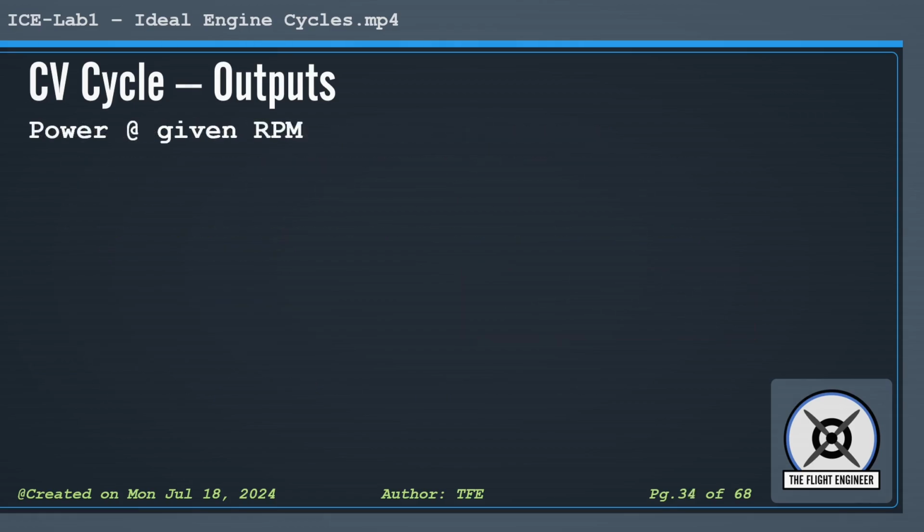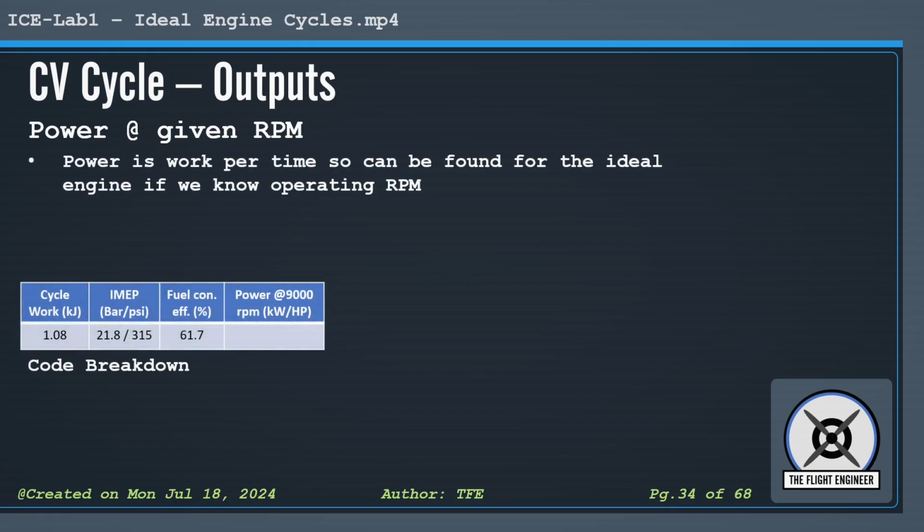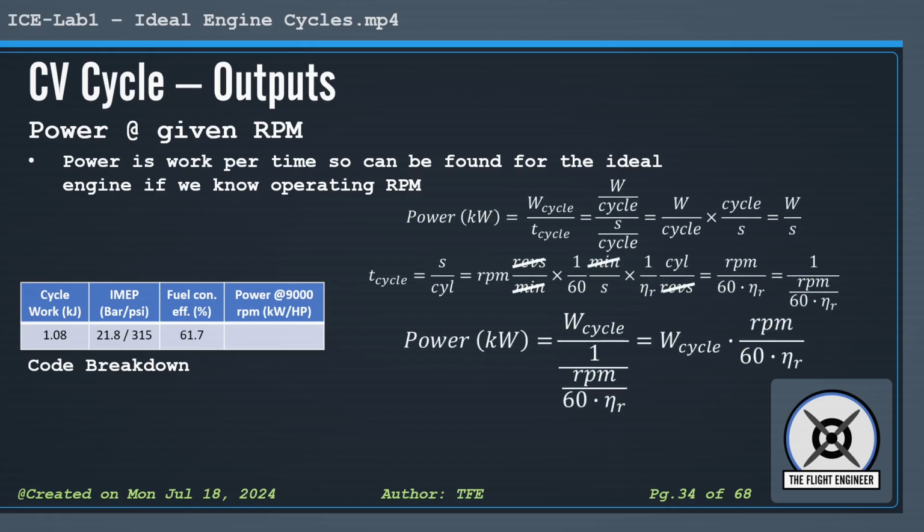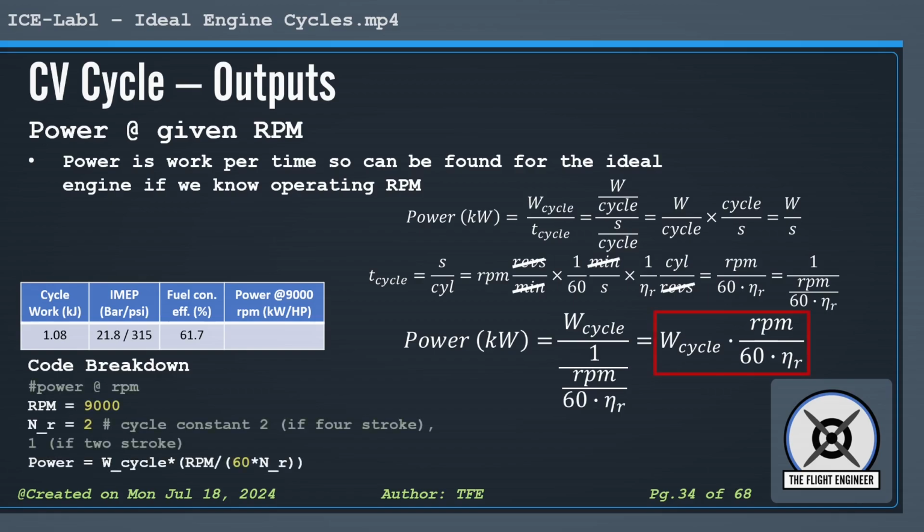Finally, we get to what everyone really wants to know: how much power is being produced. Power is simply work over time, and we have the work per cycle. The challenging part is the time component. In the simplest terms, we have to select an operating RPM and use that to define how much time each cycle takes. Then we just have to divide the cycle work over the time of each cycle. I'll spare you from describing all the algebra and unit conversions needed to make this work out, but the result is as shown. Power is equal to the cycle work multiplied by a chosen RPM and divided by some conversion factors.